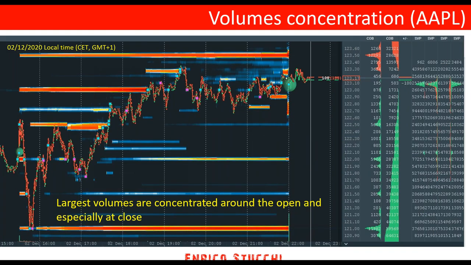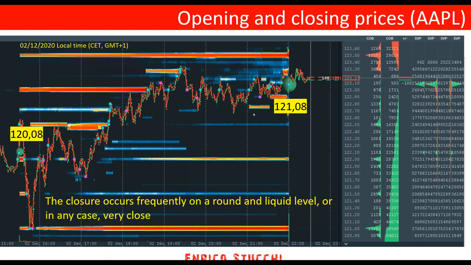Okay, look at volume concentration on Apple. The biggest dot is always at the close, and the second biggest volume at the open. Okay, here you can see, for instance, on the session volume profile, that the highest volume is here. So this volume is the highest, so the point of control. You can also see that usually the closure occurs frequently on a round and liquid level, or in any case very close. So it occurs very often that you close at a round number like 121 or open on a round number like 120. Okay, important, you can predict and use this information for trading them in the last minutes, for instance.